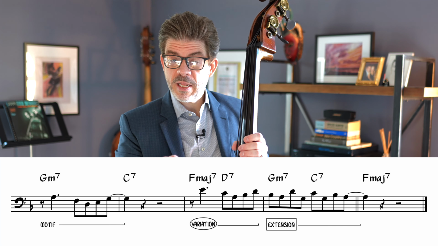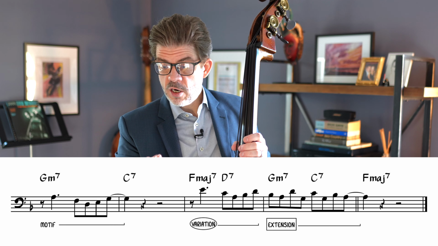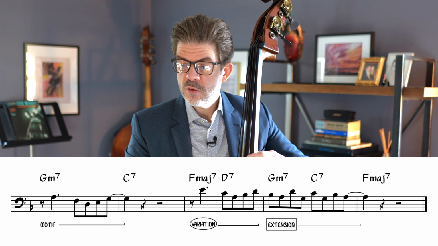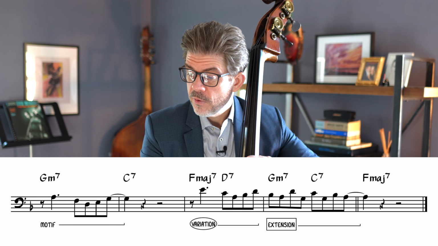1. Okay, so I'm gonna play that rhythm, change the notes, and then continue the idea with a little more. 1, 2, 3, 4.